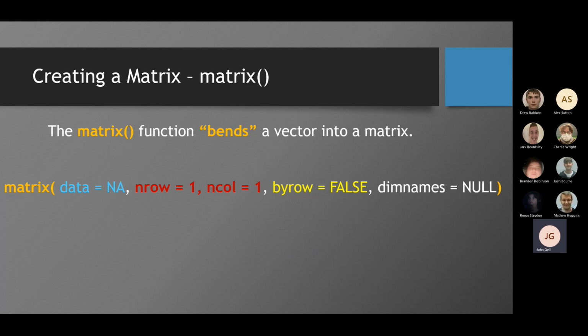So what we have here is the structure of this. The data that we're going to pull through, yes? So this will be the vector that we're going to pull the data from. The number of rows that our matrix is going to have, the number of columns our matrix is going to have, yes? And dimension names, no, we're not going to give it any labels at the minute. Okay, so that's one way to do it.